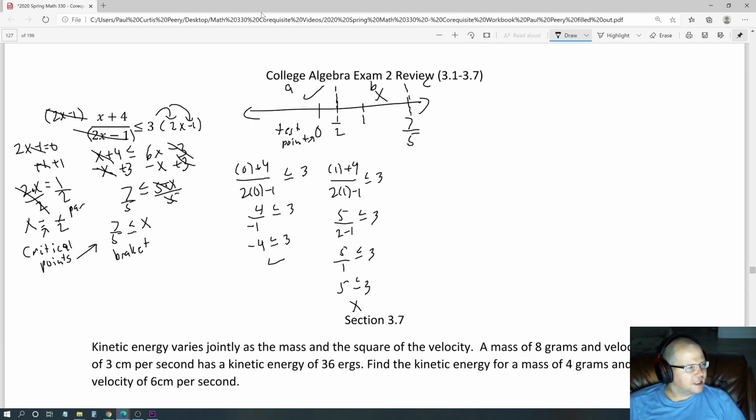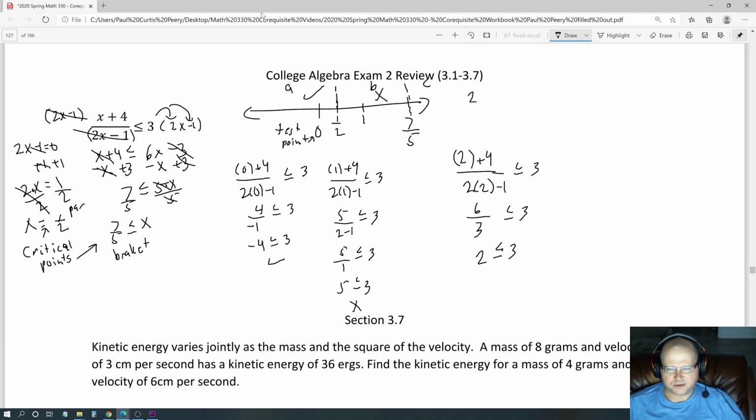And let's try instead a point over here of something bigger than 7/5, which would be like a 2. So we'd say 2 plus 4 over 2 times 2 minus 1 is less than or equal to 3. So 2 plus 4 is 6. 2 times 2 is 4. 4 minus 1 is 3. 6 divided by 3 is 2.